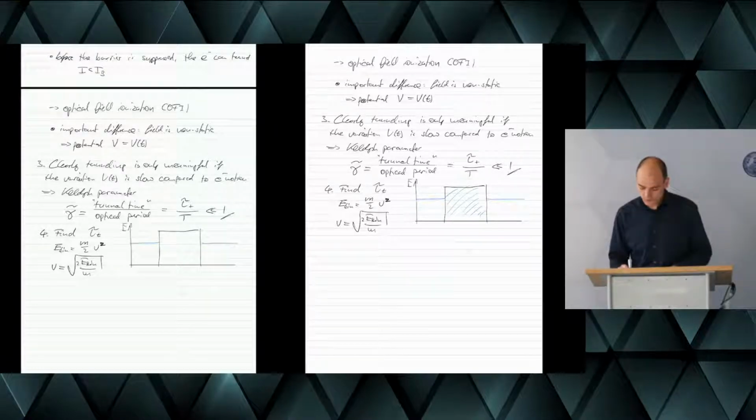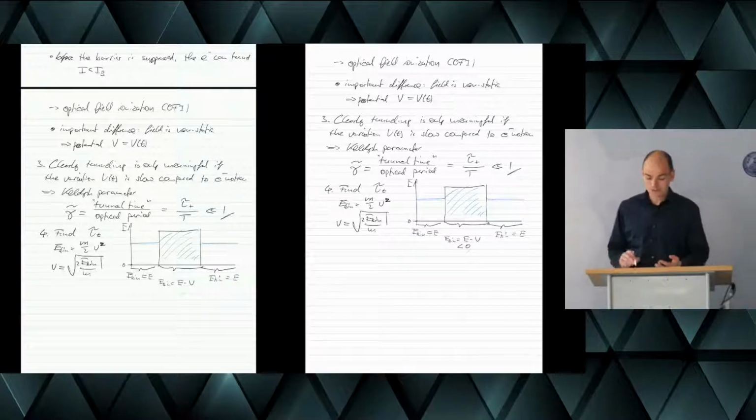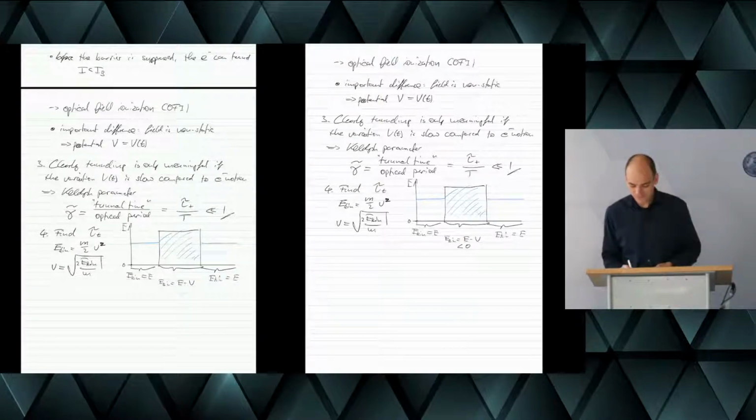Now, in this region here, the kinetic energy is equal to the total energy of the particle because the potential is 0. Same applies, of course, here. And in this region, the kinetic energy equals the total energy minus the value of the potential, and that would then actually be smaller than 0. Now, if we plug a negative value in here, we get a complex velocity. So this is a complex number.